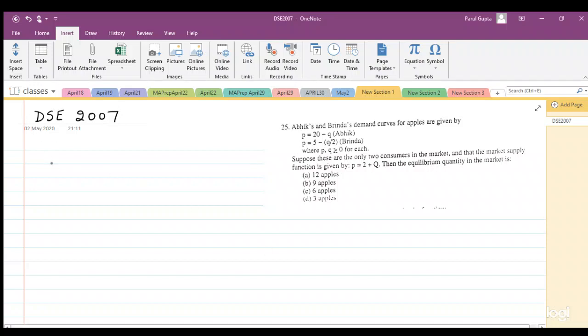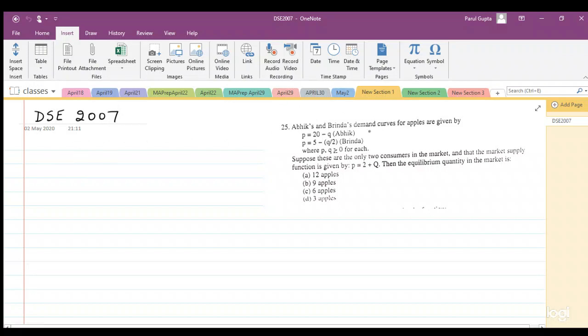Hi everyone. Today we'll be discussing this question from the D-School 2007 entrance test, that is question 25. This is a microeconomics based question and we have to find basically the equilibrium in this, but there are a few things that we have to be careful about while attempting the question. So let's get started. You can pause the video here and take note of the question and its options and read the question first before I start to solve it.